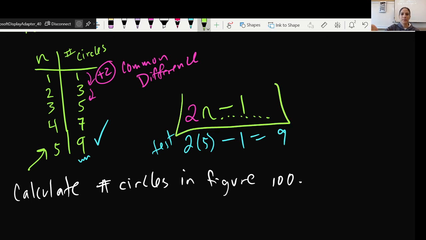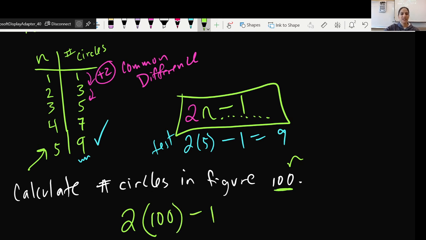So here's our formula or our pattern that we came up with. So we would do 2 times, what is the 100? Which variable would it be? 100 is the number, which is n, right? So 100 is the n. So we would do 2 times 100 minus 1. So from that we get, this would be 200 minus 1. So we can see how we're getting 199 circles in figure 100. Good? How do we feel about that so far?